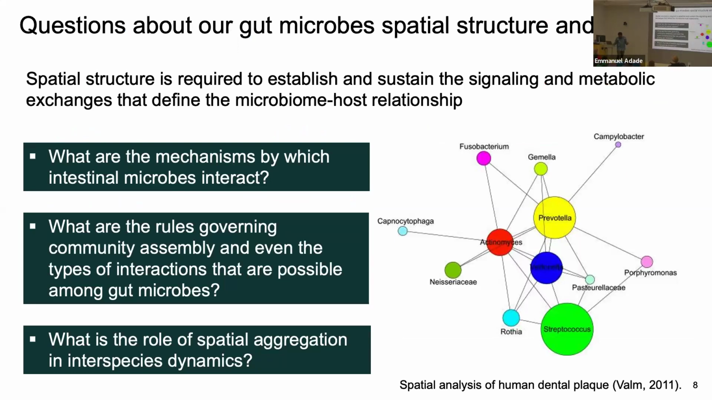So why do we care about spatial structure as a lab? We really think that the spatial organization of microbes is important and is required to establish and sustain metabolic agents and biophysical interactions that define unique host-microbe interactions. By understanding this underlying structure in the microbiome, we can start thinking about questions like: what are the mechanisms by which these microbes interact? What are the rules governing their assembly? And how can we manipulate and disrupt this structure and study different aspects of host-microbe interaction, and also study interspecies dynamics and aggregation?